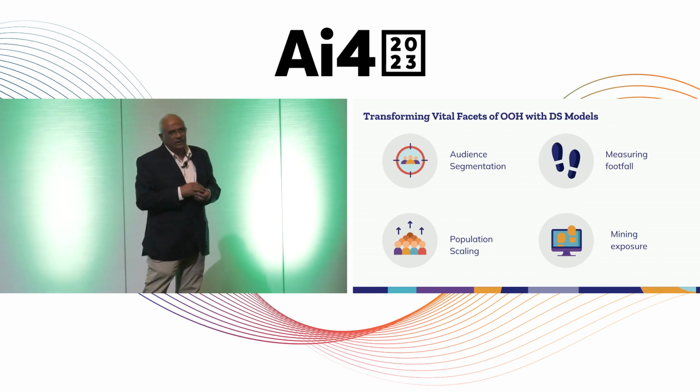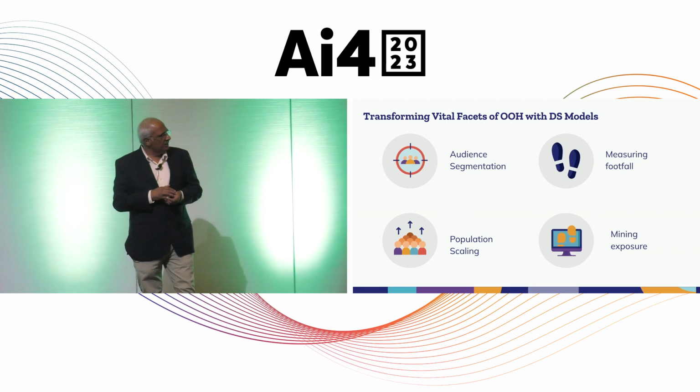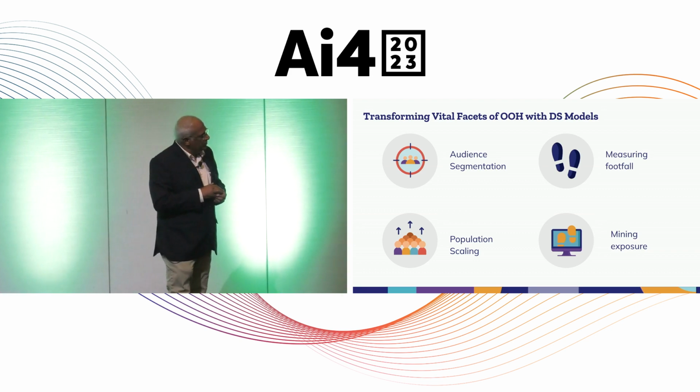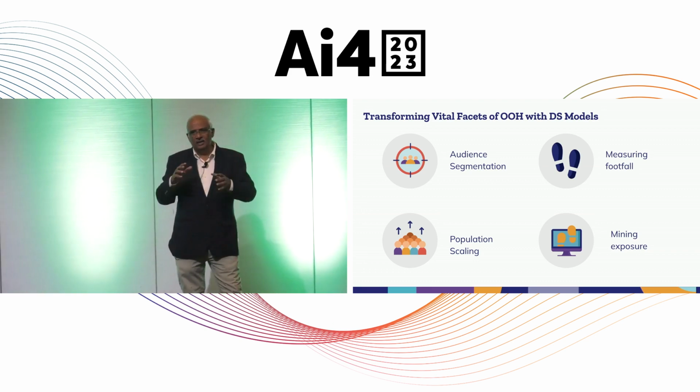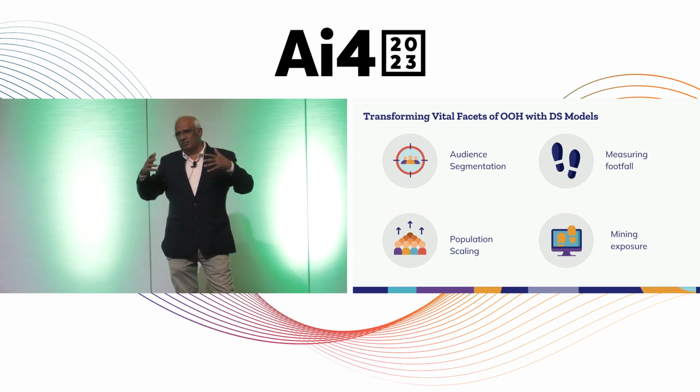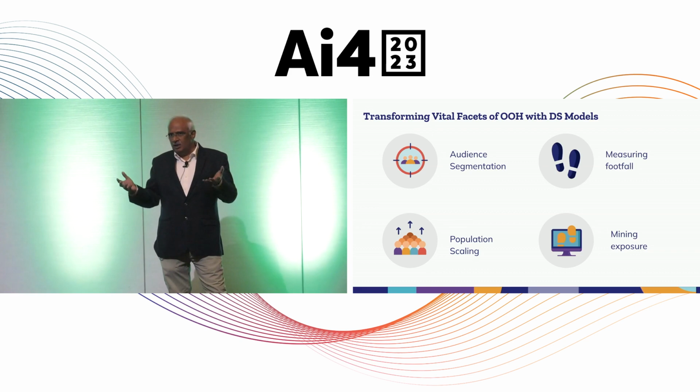Then finally, mining the visibility itself. So how does the exposure of each campaign run, and how do you really mine those patterns? Imagine you have run thousands of campaigns. Can you learn from the earlier campaigns and mine the patterns that are hidden in the massive data sets and find out that this is the best way to run a particular campaign?